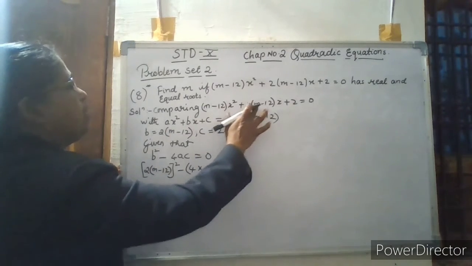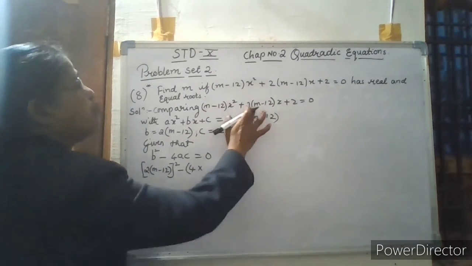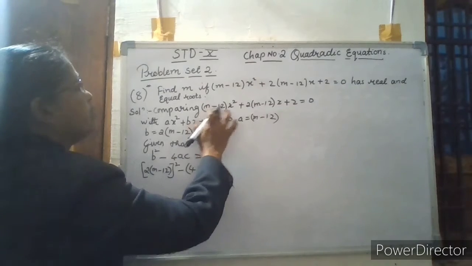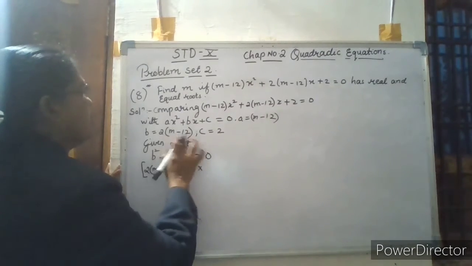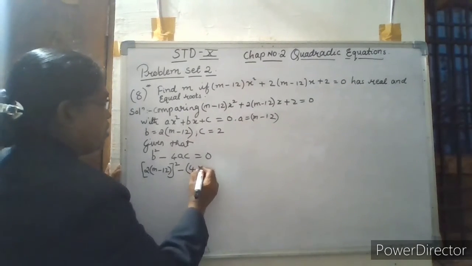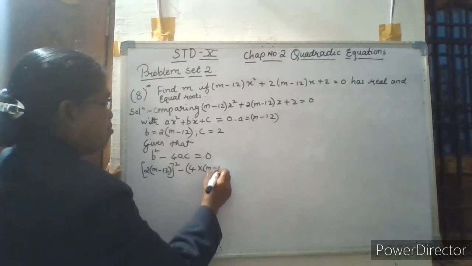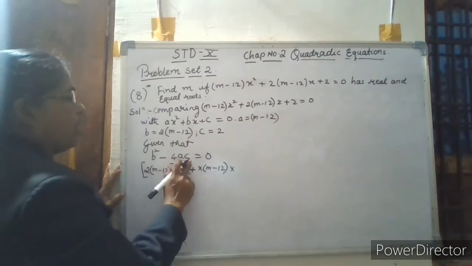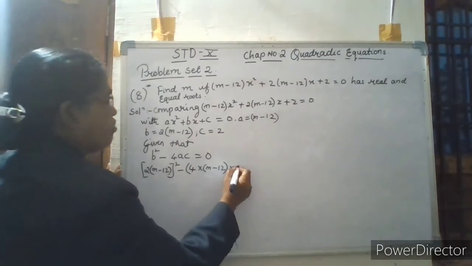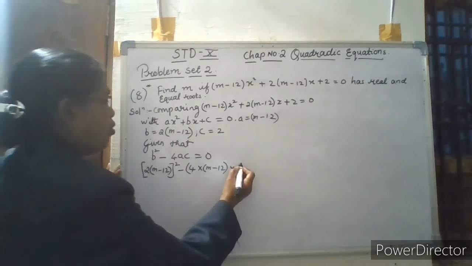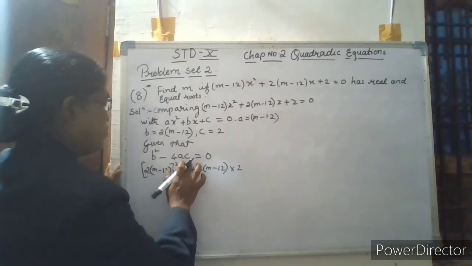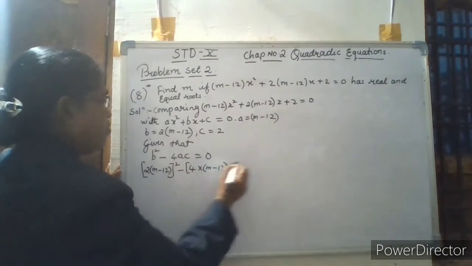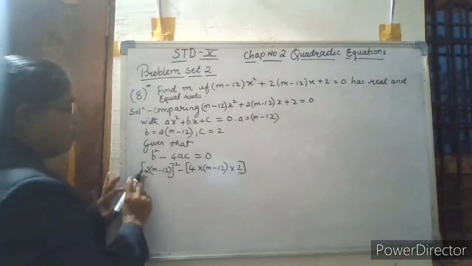A is what? A is m minus 12. A is equal to m minus 12. (m minus 12) into 4 into a into c. C value is 2. Now, solve this.